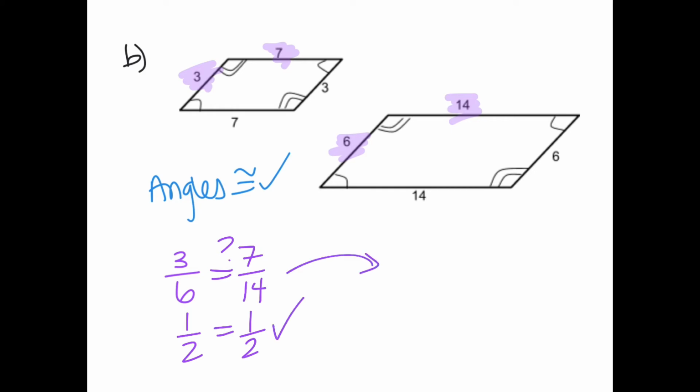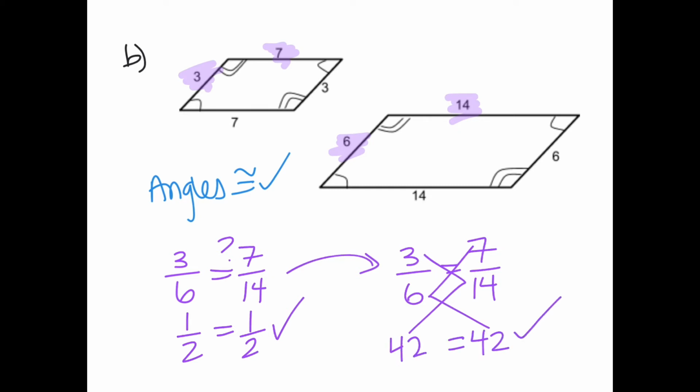But just to prove with the cross products, again, to make sure that you understand where I was coming from with that last problem, the cross products do equal each other. 3 times 14 is 42. 7 times 6 is 42. So if the cross products equal each other, that proves the proportional relationship. And obviously, if the ratios simplify down to the same fraction to begin with, they are also proportional. So we would say yes, they are similar.